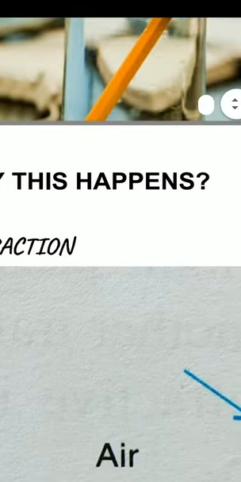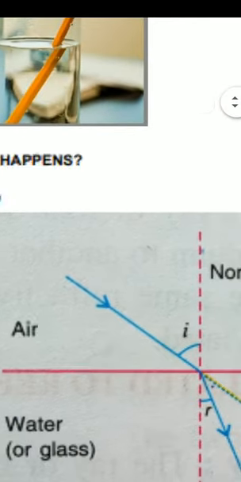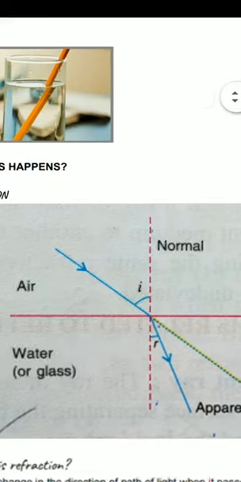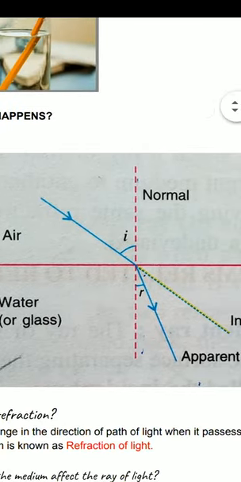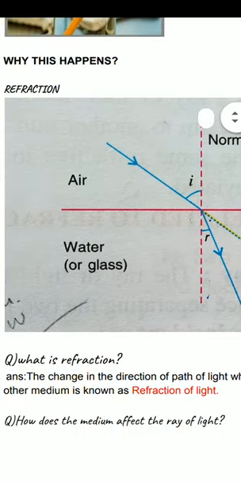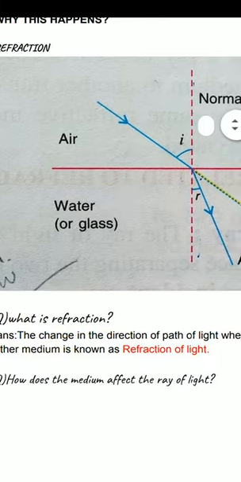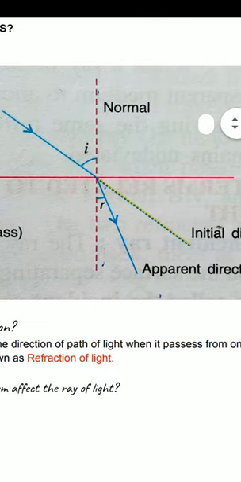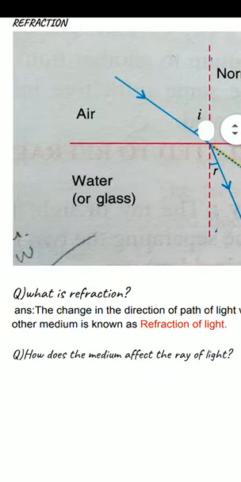The same diagram, same condition that I have, can I represent it like this? What I'm trying to say is there is air. From that air, the light is coming, and when the light is passing through the water or glass, it's just bending. Can I say that? Yes, the same situation I am able to represent. So let us understand what refraction is. Refraction is nothing but the change in the direction of the path of light when it passes from one medium to the other medium, known as refraction of light.